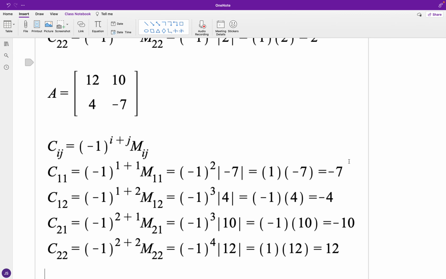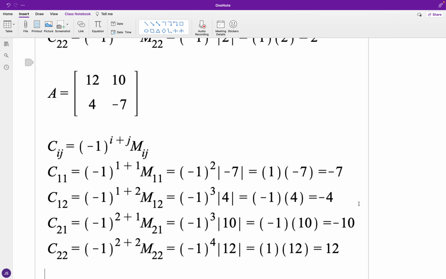And for the cofactor of the first row, second column, so covering up the first row and the second column, I have 4 left exposed. And again, the sum of the row and column positions comes out to 3. Negative 1 to the third is negative 1. And then I have times 4, which is negative 4.